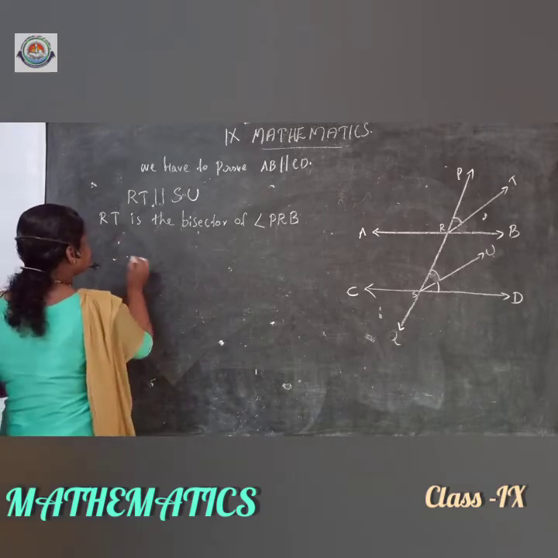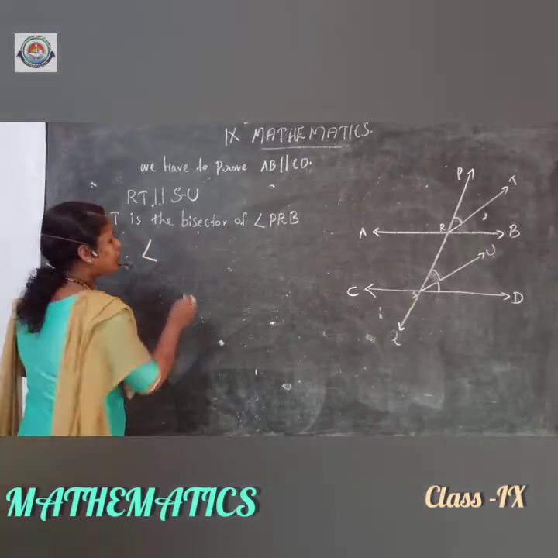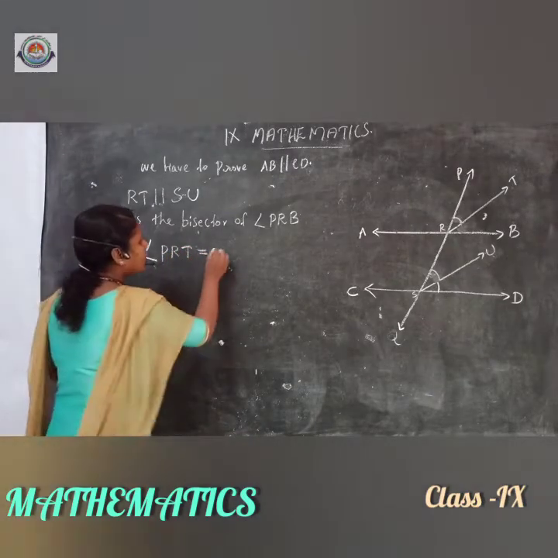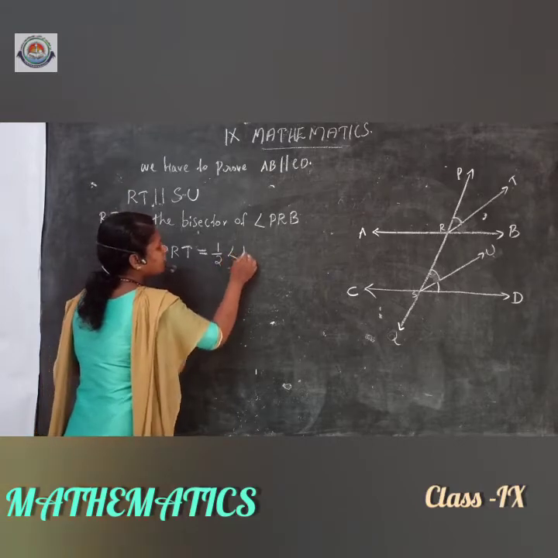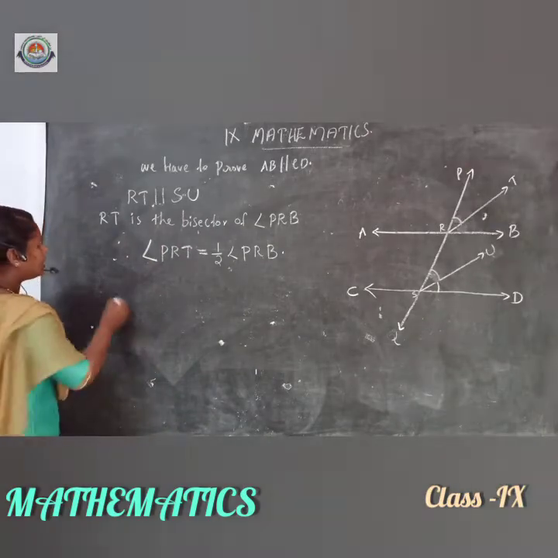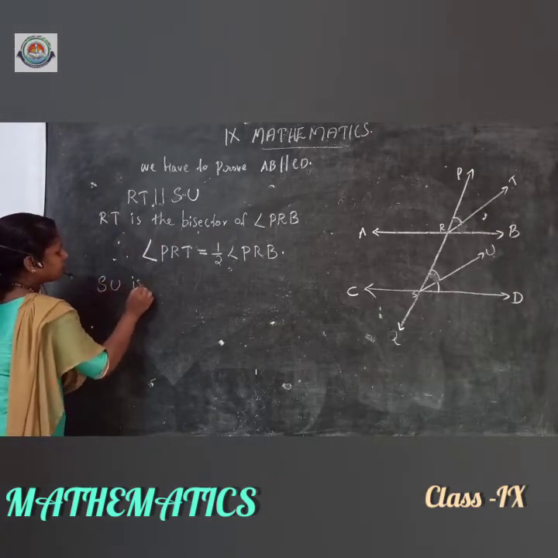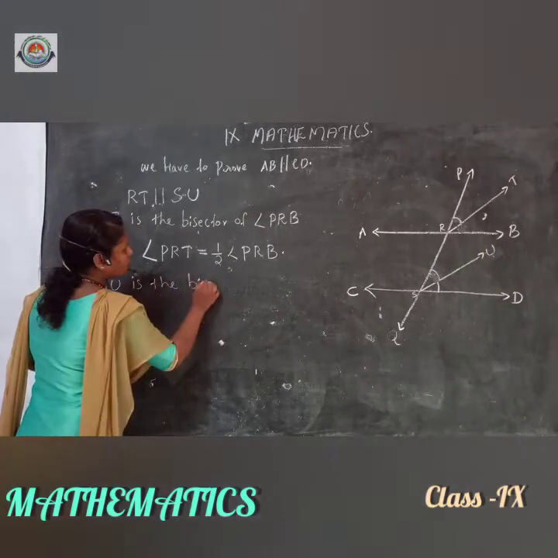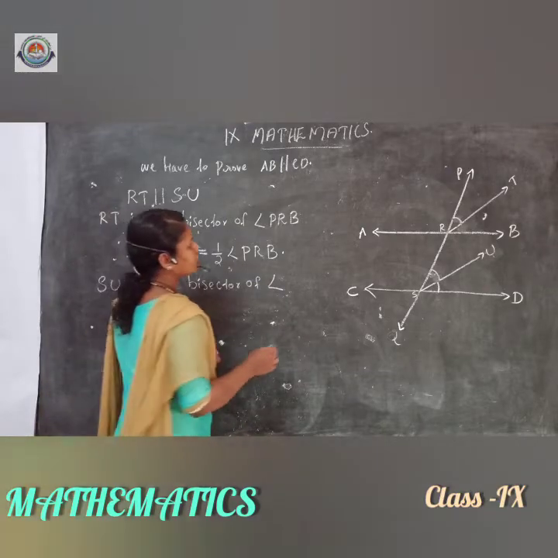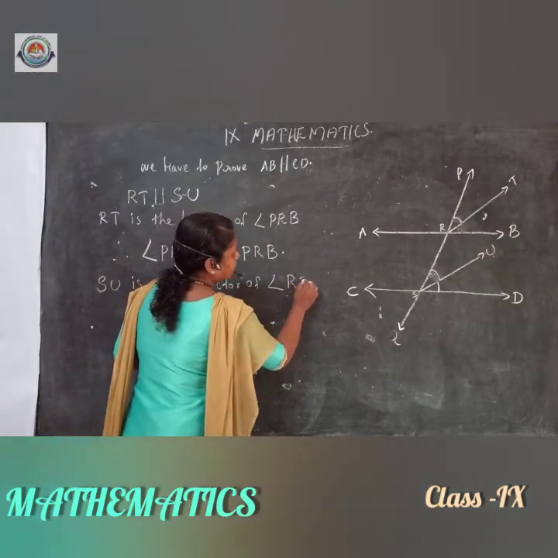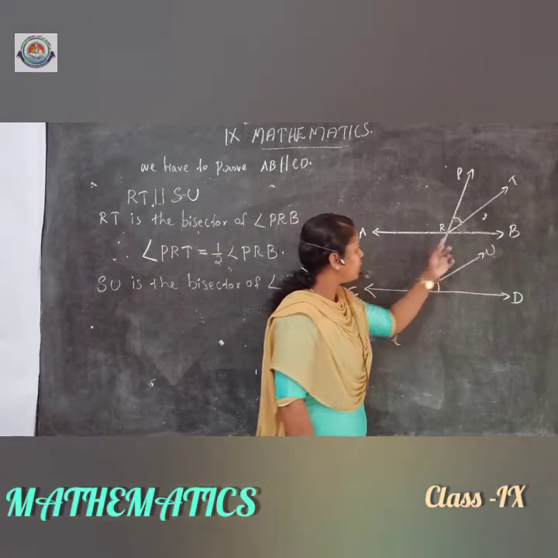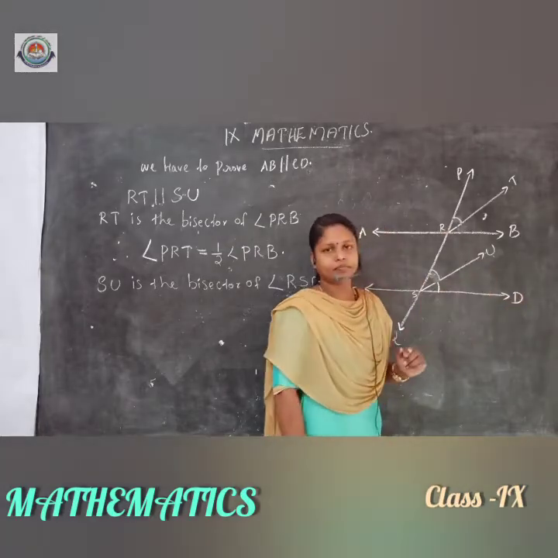Therefore, angle PRT equals half of angle PRB. In the same way, SU is the bisector of angle RSD. Clear?